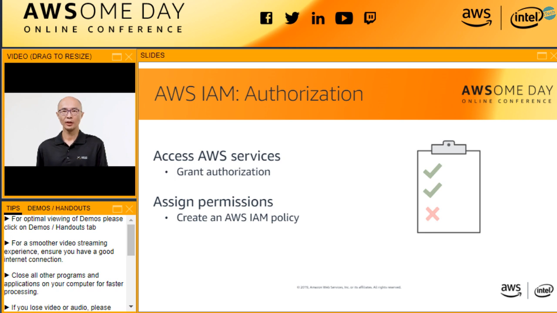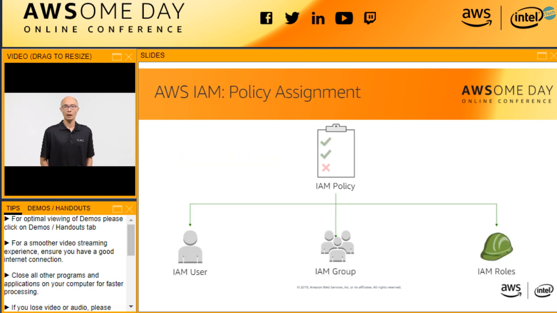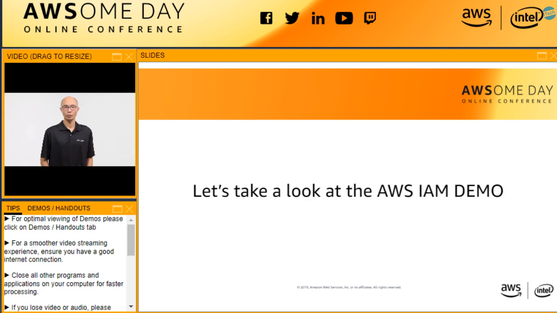After a user has been authenticated, they then have to be authorized to access an AWS service. To assign permission to a user, group, or role, you have to create a policy, which is a document that explicitly lists permissions. It is important to note, as depicted in the diagram, that one policy can be assigned to an IAM user, IAM group, and IAM roles.